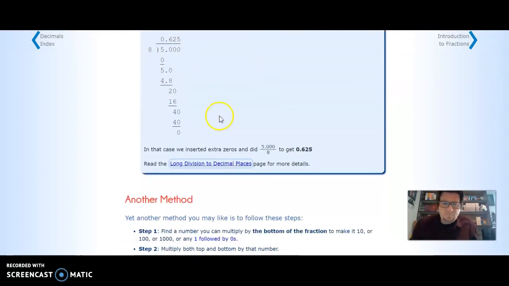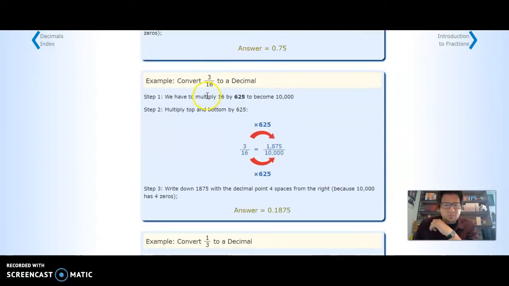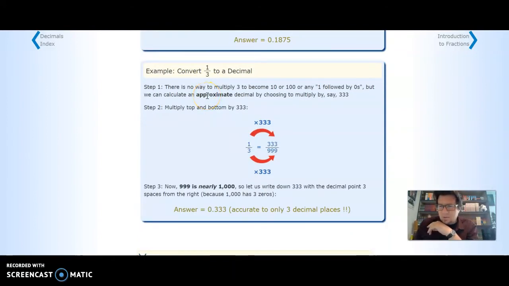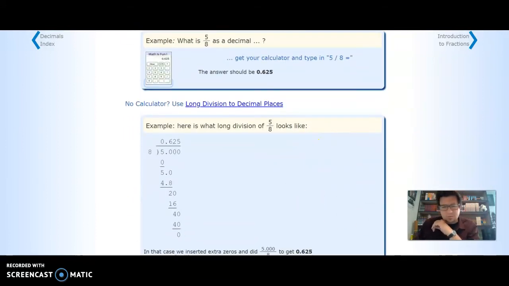I'm sure they're going to show you other methods in Khan Academy as well, but that's the basics of how to turn a fraction into a decimal. If you want to turn a decimal into a fraction, well, let's see what I can do here.